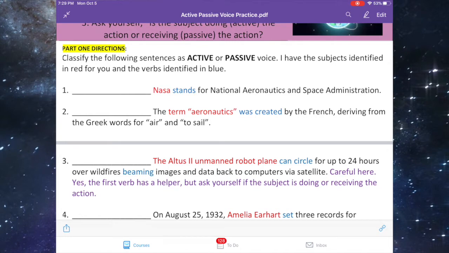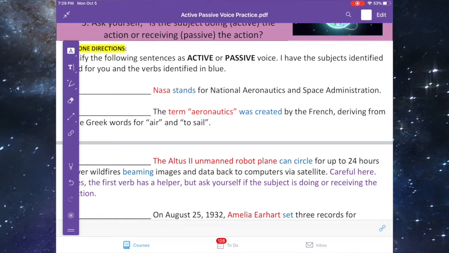So, number one, NASA stands for the National Aeronautics and Space Administration. Here, the subject is NASA, and the verb is stands. If we were to draw an arrow from the subject to the verb, we'll see that NASA is doing the action. They're standing. So this is going to be an active voice sentence.